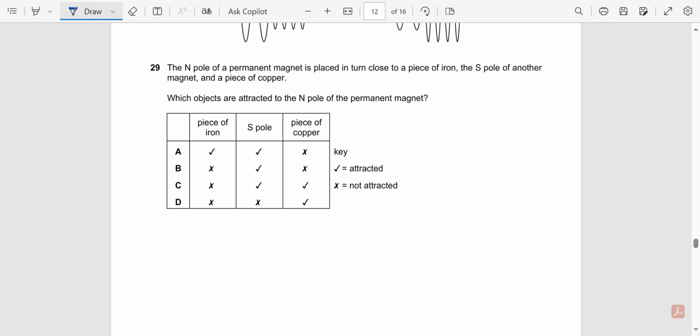A north pole of a permanent magnet is placed in turn close to a piece of iron, the south pole of another magnet, and a piece of copper. Which two objects are attracted to the north pole of a permanent magnet? The piece of iron is attracted, the south pole is attracted, and the piece of copper does not get attracted because it is non-magnetic material.